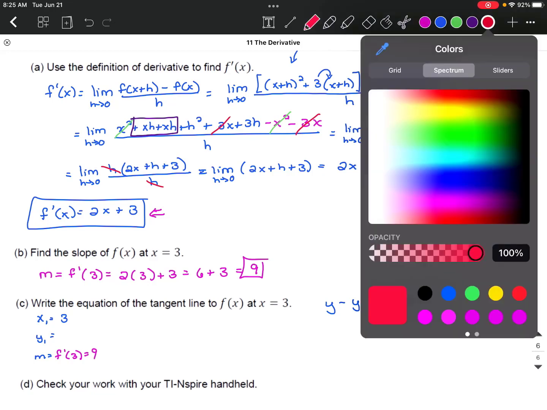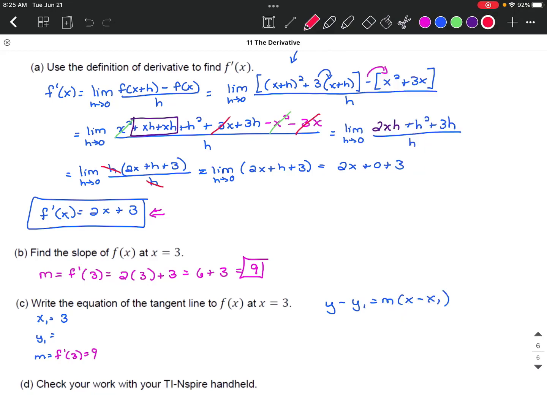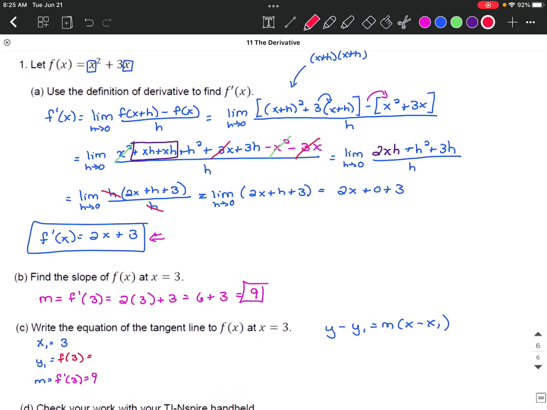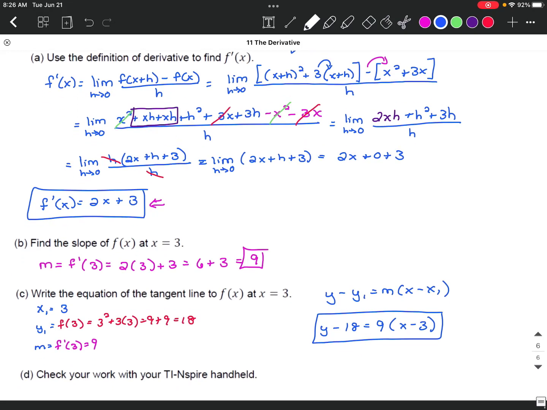We need to find the matching function value, though. If we know x is 3, to find the function value, we plug the 3 into the original function, which means, where was our original function? 3 squared plus 3 times 3, so that's 9 plus 9, which is 18. So now we have y minus 18, our y value, equals 9, our slope, times x minus 3, our x value. This is our tangent line, and this is perfect.